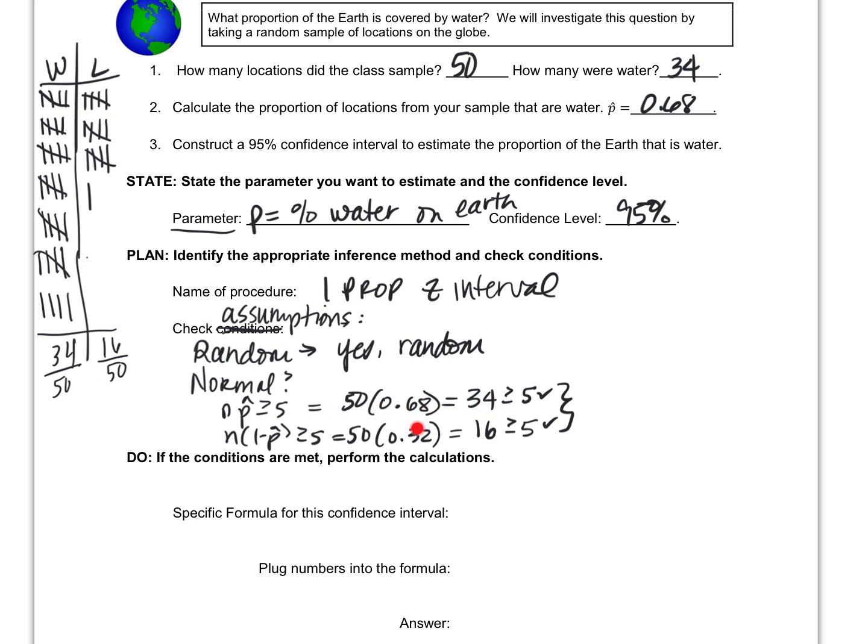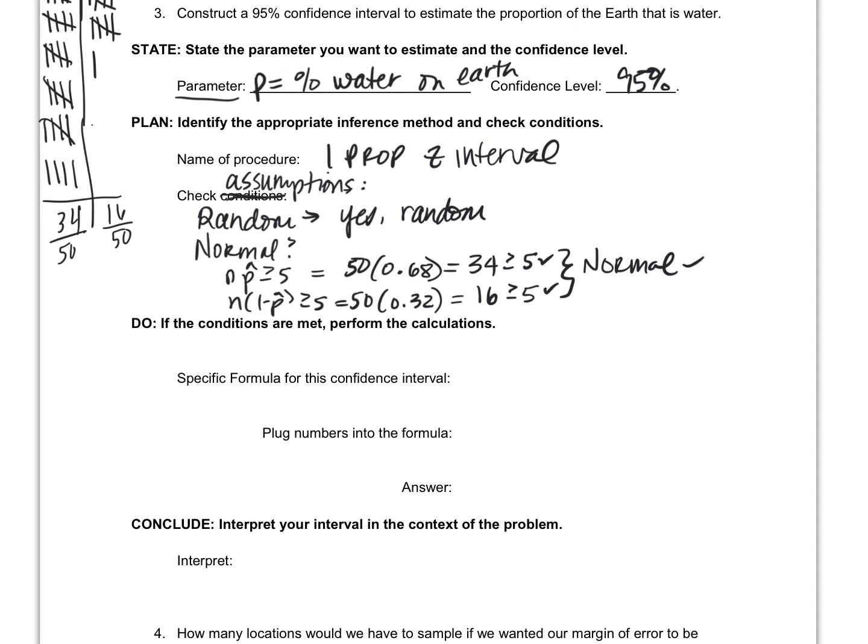Okay? So we know it's normal because it passed. That means we can move ahead and use norm CDF. We can use z-scores. We're good to go. All right? Now, if the conditions are met, which they're going to be met, perform the calculations.